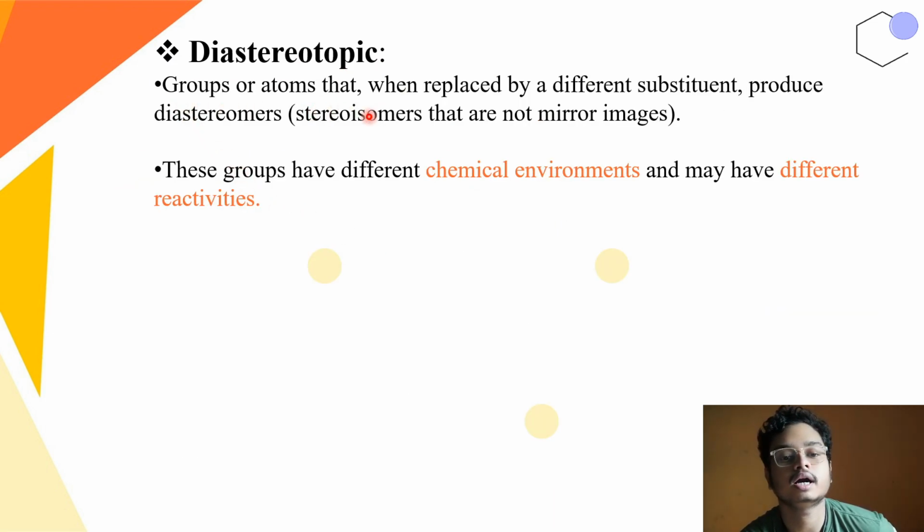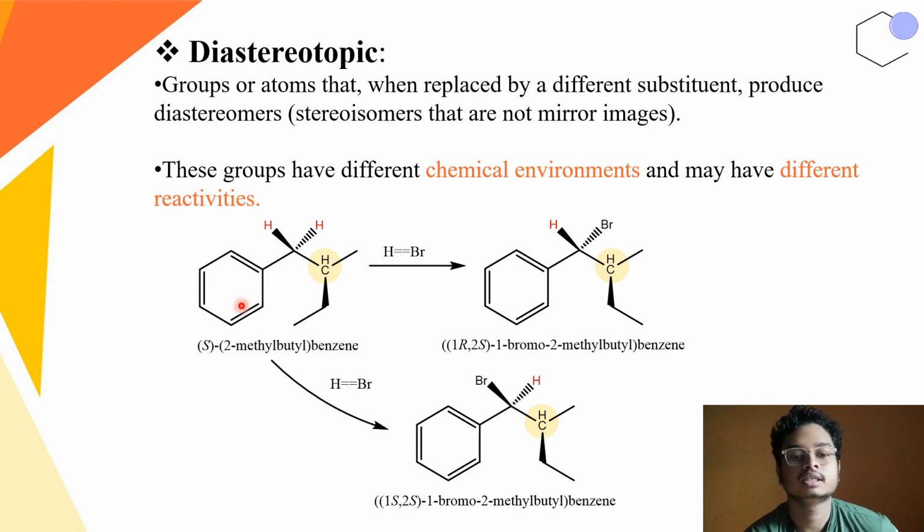Diastereotopicity refers to a group or atom that, when replaced by a different substituent, produces diastereomers. Groups in different chemical environments may have different reactivity. Obviously, diastereomers have different chemical and physical properties, so they will show different reactivities. For example, see here, there is already a chiral center present, and adjacent to it are the two hydrogens.